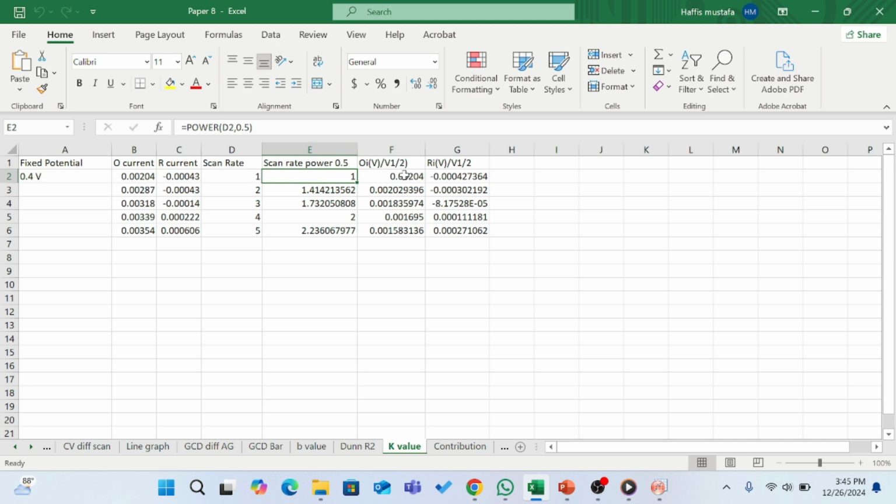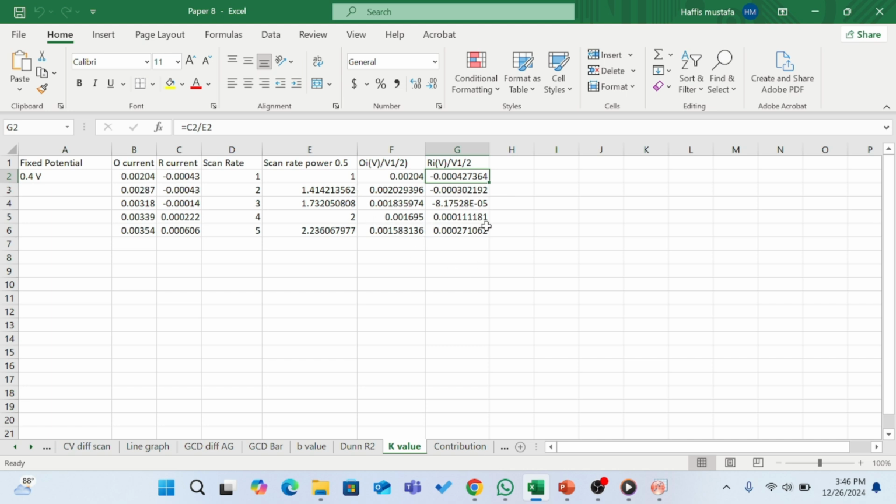Then for the oxidation current, this is oxidation current divided by scan rate power half. So what you can do is equal to B2. B2 is our oxidation current divided by E2 here. E2 is our scan rate power half. So you can get the oxidation current and also reduction current divided by the scan rate power half. So it's not that difficult. You just include the formula. For the reduction current and oxidation current, you also get it.